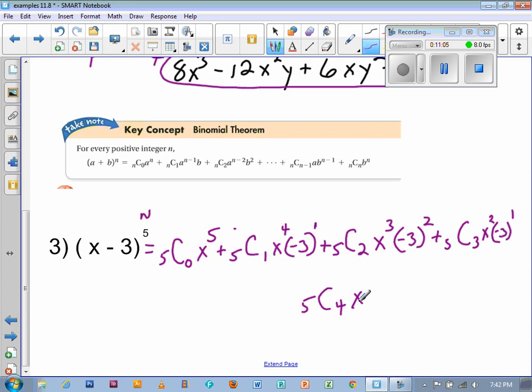x, and by the way, this should be negative 3 to the third power, excuse me, and then this would be x to the first power, negative 3 to the fourth power, and then our last term finally would be 5c5, and there would be no x term because now we're at x to the 0. We just have a negative 3 to the fifth power.